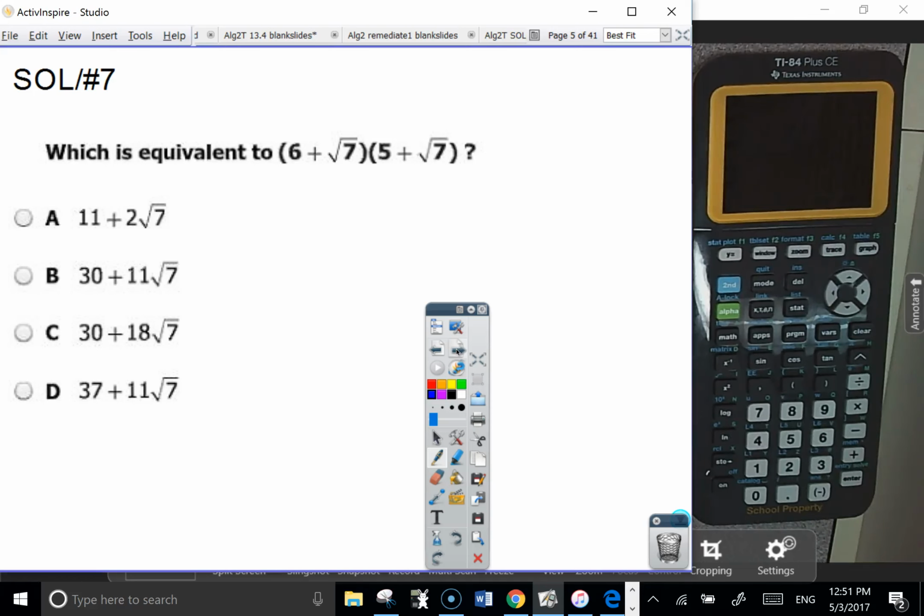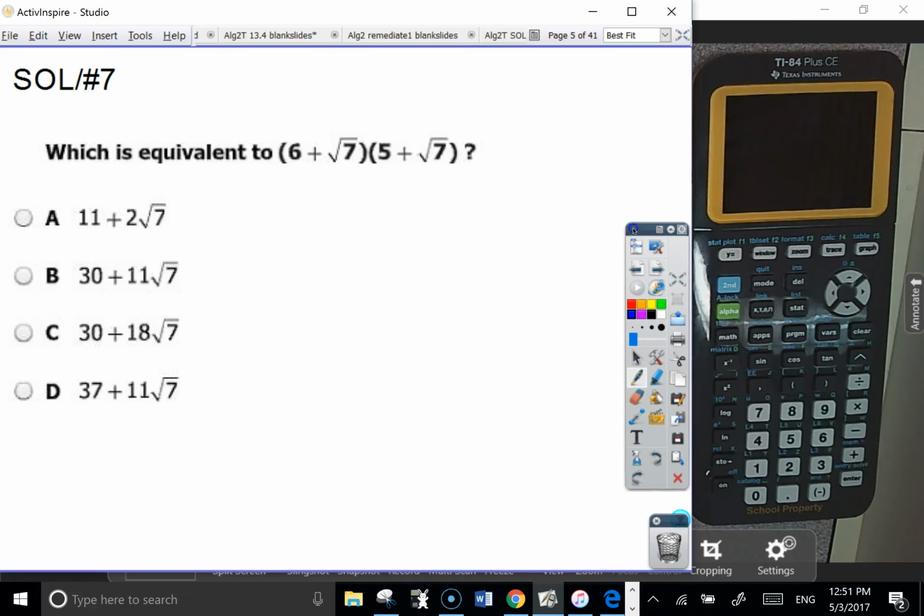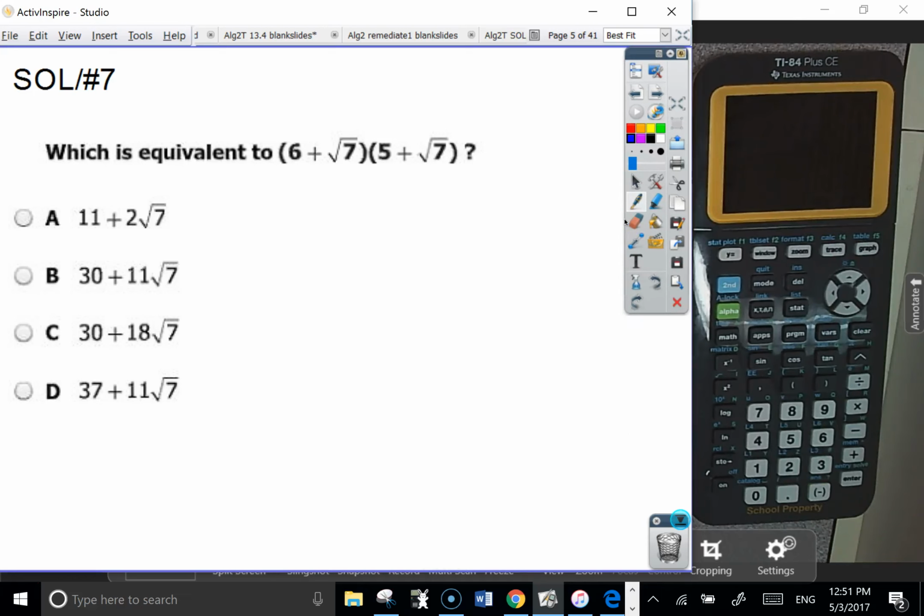Okay, this is number 7. 7 is multiplying radicals. In fact, it's something we would call multiplying binomial radical expressions, because each factor is a binomial and there's a radical involved. How do we normally multiply binomials? You FOIL it, right? So we would FOIL it.